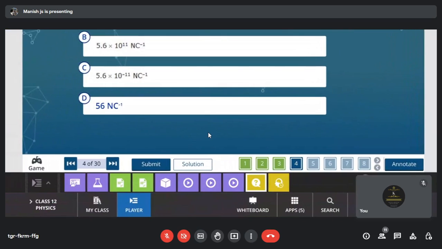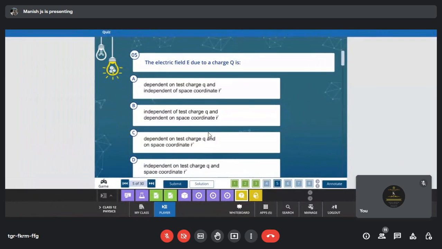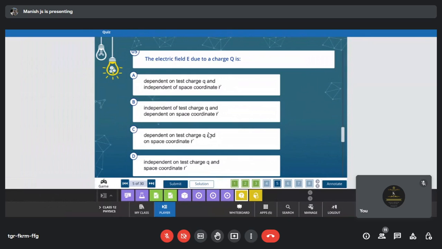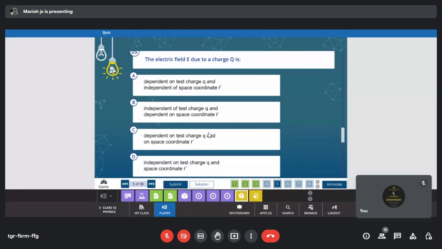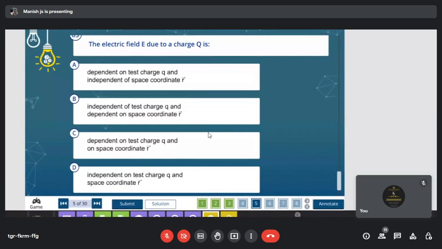Okay, in intensity we have not looked yet, we will see intensity. So whichever we have learned, we will do it. And this you can try. The electric field E due to a charge Q is. So what is the electric field due to a charge Q? Four options are there.